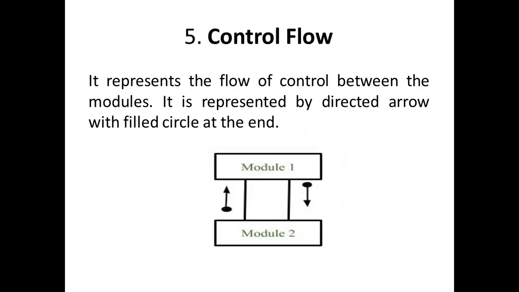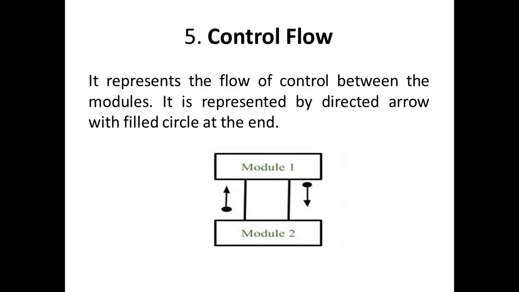Another condition is the control flow. In the control flow there is only a minor difference between the symbols for the data flow and the control flow. Again I am considering the example of module 1 and module 2, and in this case the circle is filled. So this is the only minor difference between the data flow and control flow symbols.